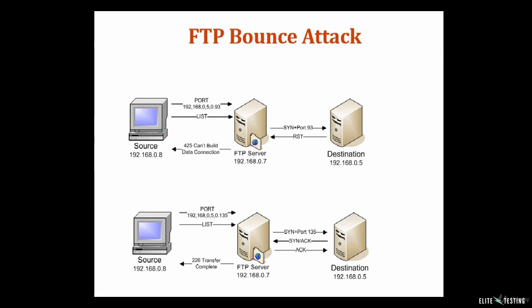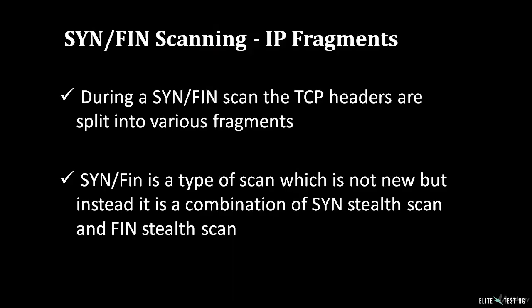You can see the diagram of FTP bounce scan. Here the target is affected by FTP bounce vulnerability. That's why we get the result of the scan. Next scanning is SYN or FIN scanning. During a SYN or FIN scan, the TCP headers are split into various fragments. SYN-FIN is a type of scan which is not new, but instead it is a combination of SYN stealth scan and FIN stealth scan.